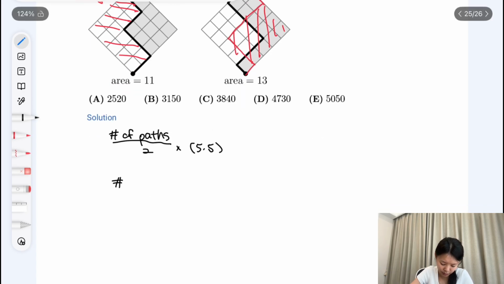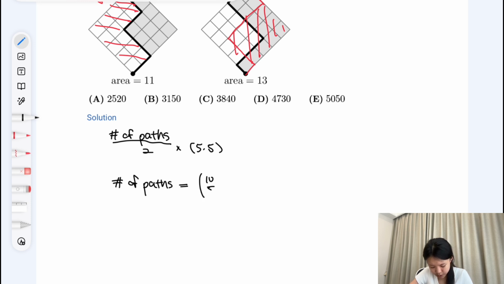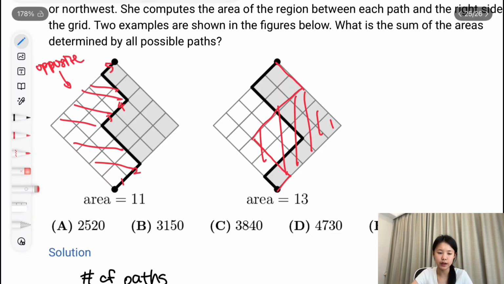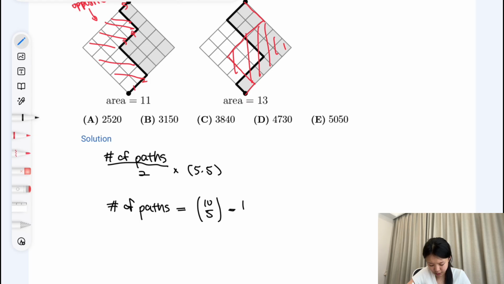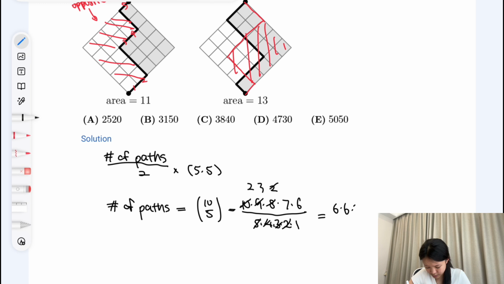So the number of paths we know is 10 choose 5. And the reason for this is that you have 10 total steps you're going to take, and 5 of them are going to be in the northeast direction, with the other 5 being in the northwest direction. So if we calculate this, it's going to be 10 times 9 times 8 times 7 times 6 divided by 5 times 4 times 3 times 2 times 1. And we can simplify this to get a final answer of 6 times 6 times 7 divided by 1, which equals 252.